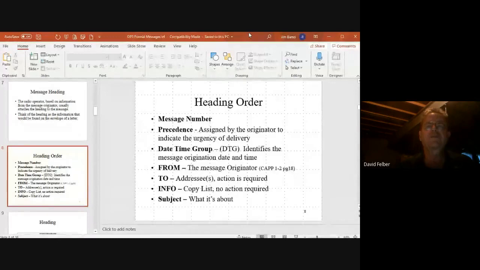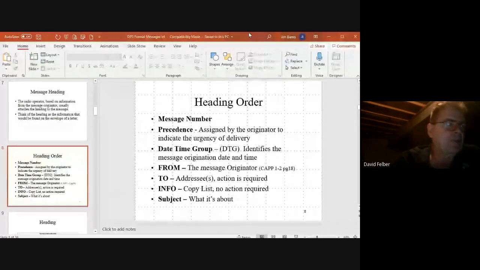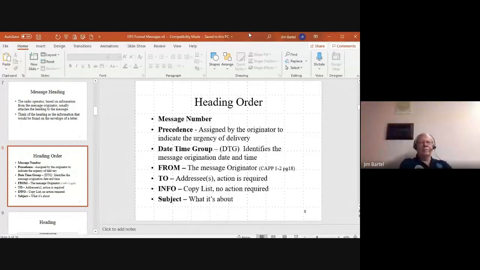The heading order. First, there will be a message number. The message number is assigned by the radio operator. Usually, you keep a message log. And usually you start with number 1 as your first message of the year. And depending on the number of messages you handle, the next message will be number 2, number 3, etc. The precedence is assigned by the originator to indicate the urgency of delivery.